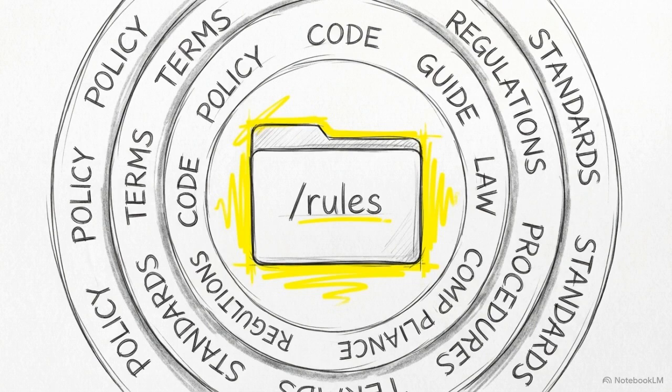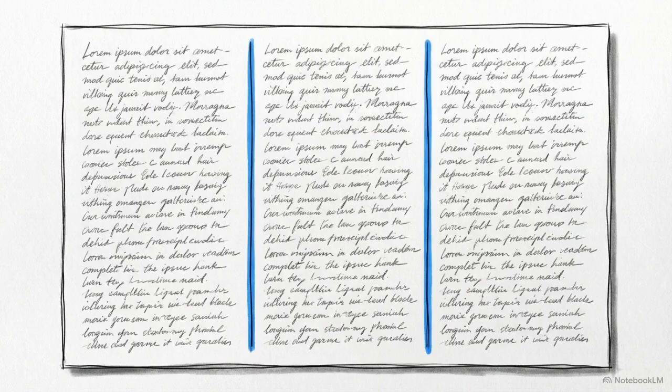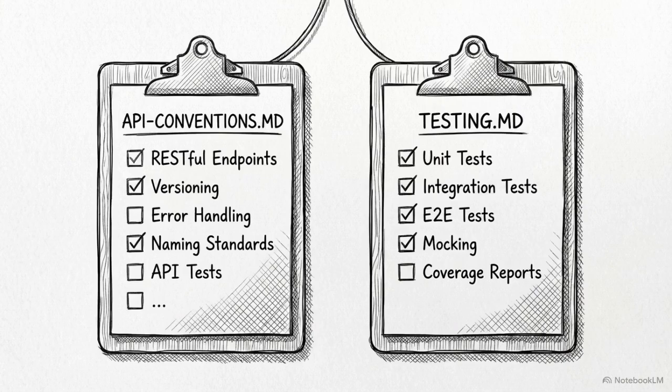That alternative is the rules directory. This folder solves the token bloat problem inherent to a massive CLAUDE.md file. Instead of one giant text block, you split instructions by concern. You create distinct markdown files, one for API standards, another for testing rules, keeping the separation of concerns clean.